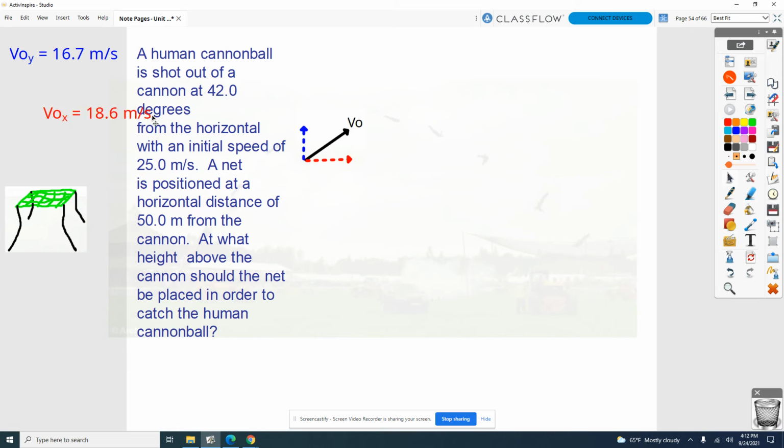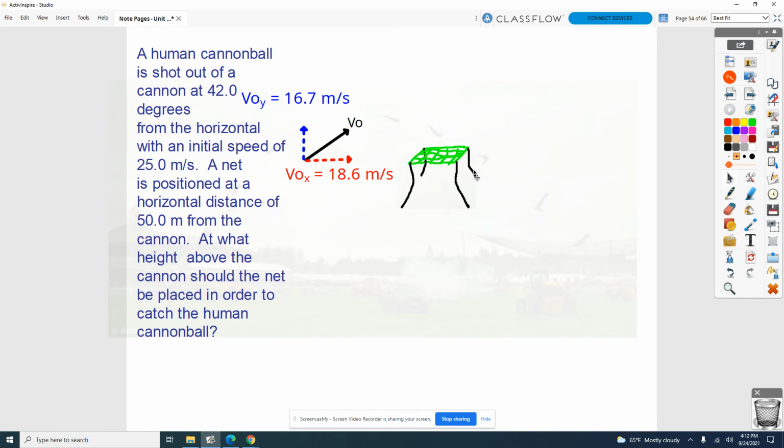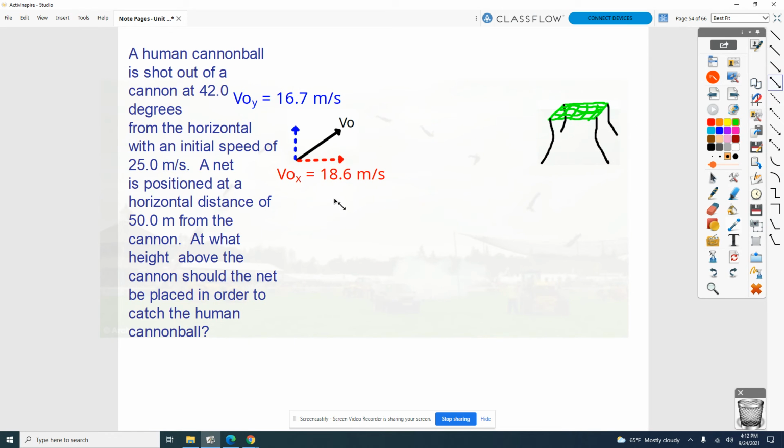I have vector components. We always, again, would be wise to resolve that right into its vertical and horizontal components. And I have a net drawn over here too. The net is located a distance 50 meters away. Let's go ahead and put a little arrow on there indicating that. And choose red since that's the horizontal direction. And so that's 50 meters.